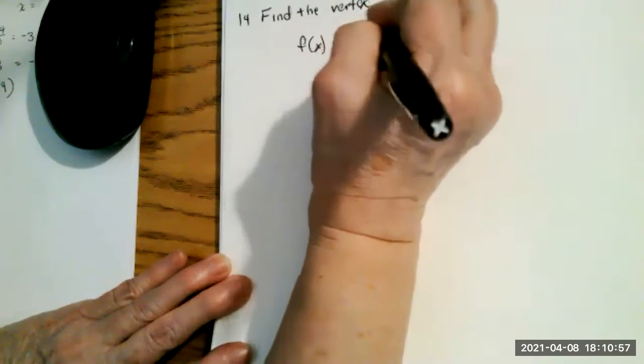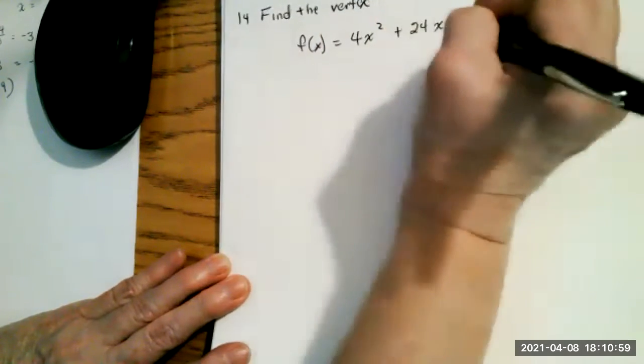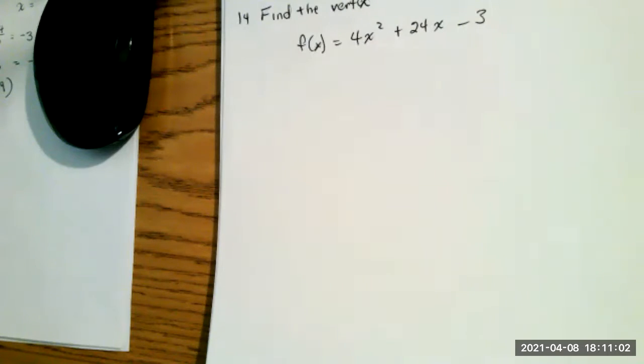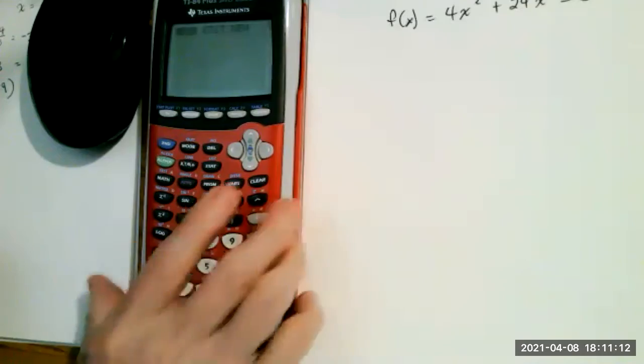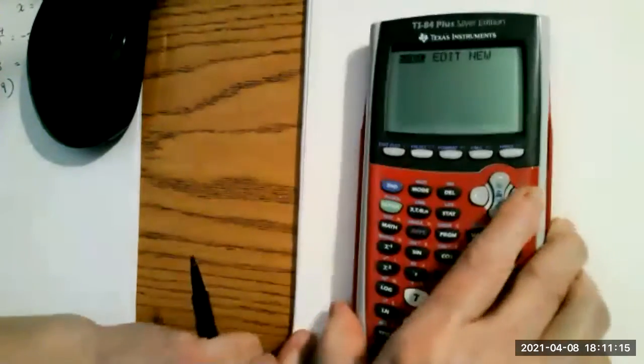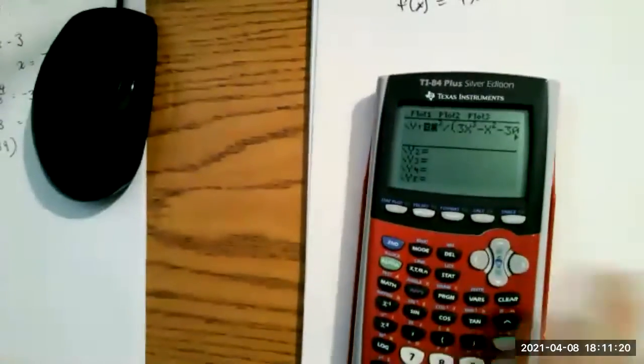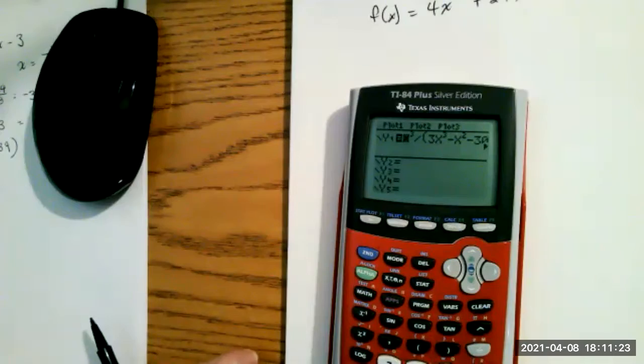Let's do this number 14. It says find the vertex. And the problem is f of x equals 4x squared plus 24x minus 3. There's 2 ways you can find the vertex. You can put it in your calculator and graph it and find it, and I'm going to show you how to do that. I don't know which way you prefer. Sometimes it's easier to just do it without the calculator, doing it the other way.